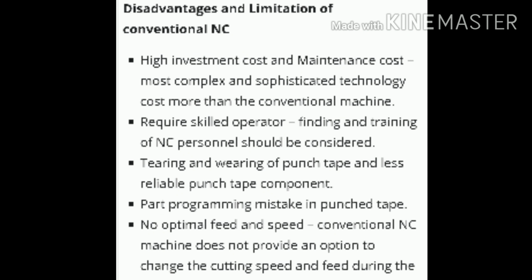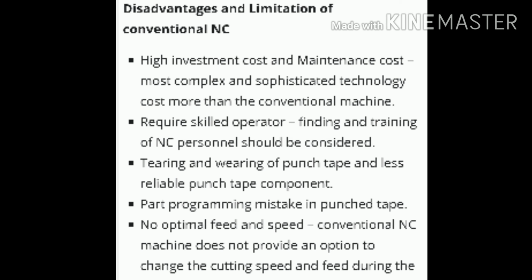The disadvantages of numerical control systems are that the initial investment and maintenance cost of numerical control system is high because of the increased number of components and complicated circuits. The maintenance cost and investment cost highly increase. For handling the numerical control system, a skilled operator is required.